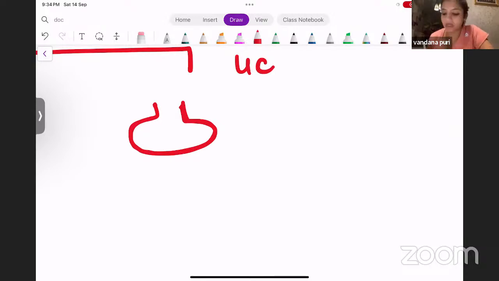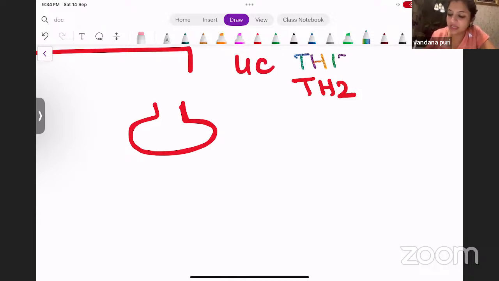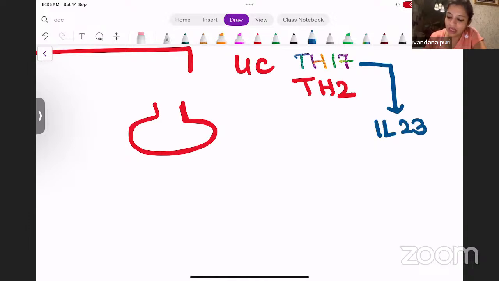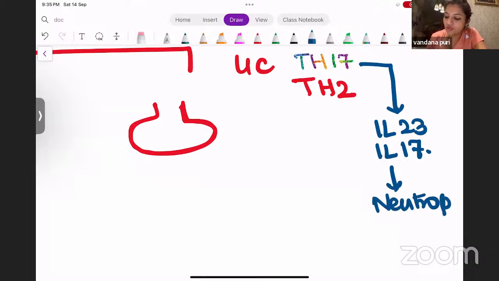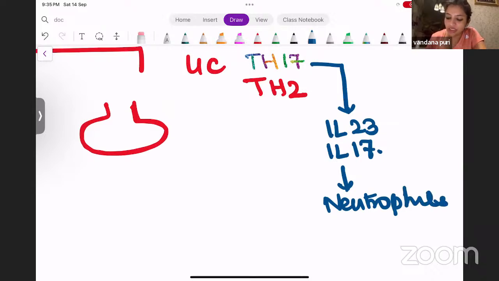Now here you have to remember that the most important cells activated here are T helper 2 cells. Please remember, T helper 2 cells release interleukin 4, interleukin 5, and interleukin 13. Apart from that, recently they have found that Th17 is also activated in ulcerative colitis. This Th17 activates interleukin 23 and interleukin 17, which goes and activates neutrophils. So there is a lot of neutrophil collection which can be seen in ulcerative colitis, especially around the crypts.